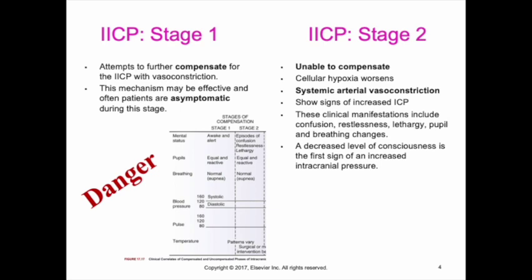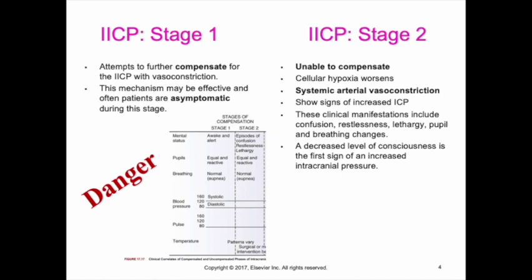In stage 2, your brain is not able to compensate. There's continued expansion of the intracranial contents, and the result is an increase in ICP that's going to exceed the brain's compensatory capacity to adjust to the pressure. You're going to have a compromise in neuronal oxygenation, and systemic arterial vasoconstriction will occur to try to alleviate the systemic blood pressure.